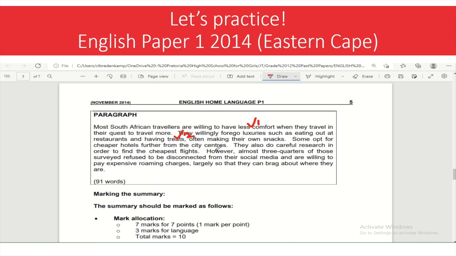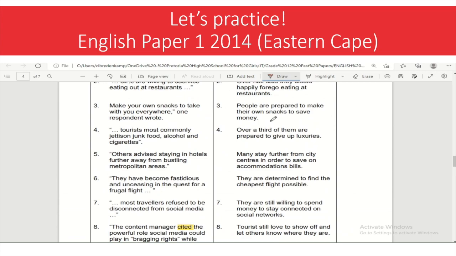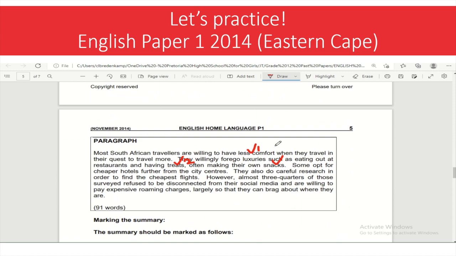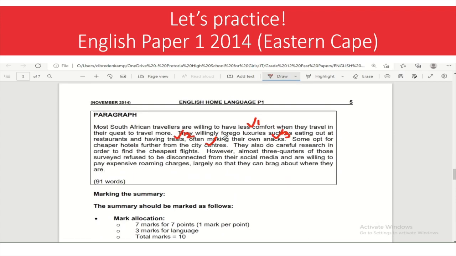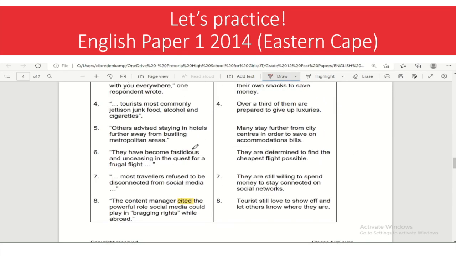Excuse the pen. Often making their own snacks. So I know this is one of the points, so I'm going to tick it as well. And look at the memo. What number is it? They are prepared to make their own snacks to save money. That is point number 3. Here we go. Some opt for cheaper hotels further from the city centres. This is also a point, but did we see this over here? Yes, number 5. They're willing to stay in places that are not around the city centre to try to save money. So that is point 5. Sorry, 5 is difficult to draw. They do careful research in order to find the cheapest flights. We know this is a nice point, the cheapest flights. That is point number 6.